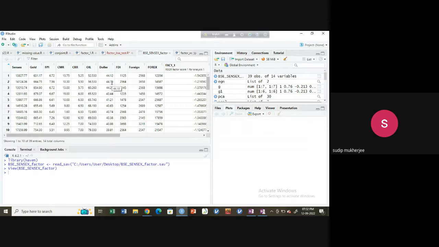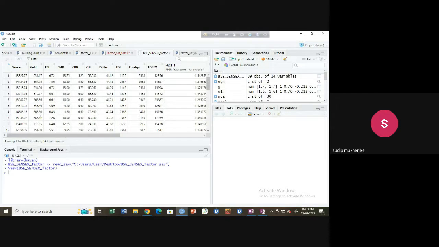This is the data I am taking from a published paper. Right now I am forgetting the name of the paper, but it was published in 2013. One of the authors is Gautam Bandyopadhyay of NIT Durgapur. I am not remembering the name of the paper. If I recall it, I will definitely send it to you through mail. I am searching in my system, but I am not finding it right now. So I have basically taken the data from that paper.